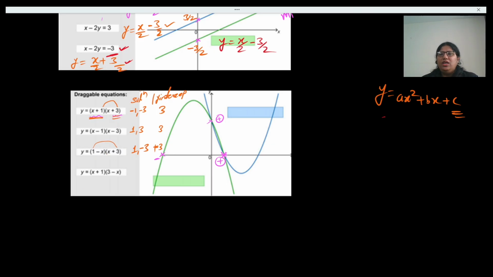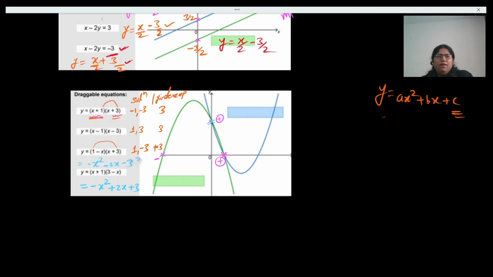Now one more thing you need to remember: whenever it is a downward parabola, a is negative, and for an upward parabola, a is positive. And you can see that this is cutting at 3, right? Here, if you simplify this, it is minus x square, then minus 3x plus x, which is minus 2x. One is going to be an upward parabola, and another one is going to be a downward parabola.